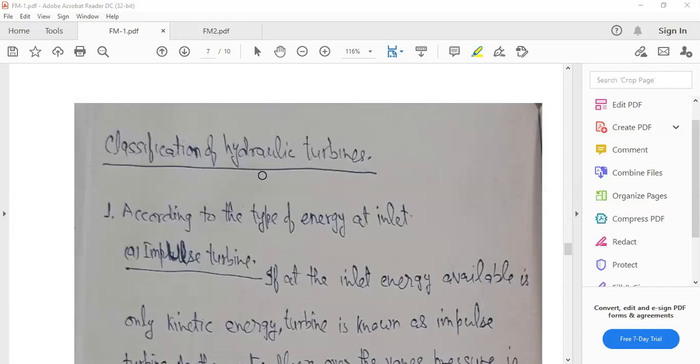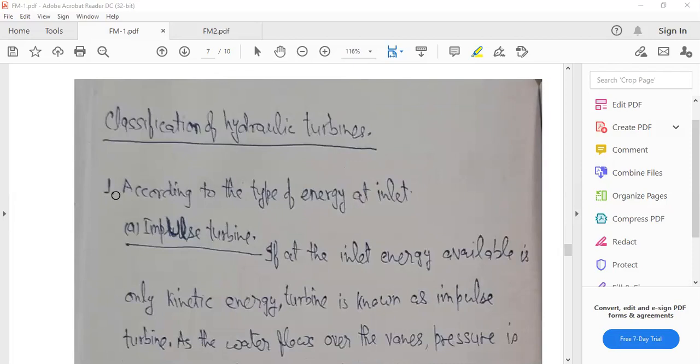Now we will see the classification of hydraulic turbines, how the turbines can be classified. There are so many bases on which we can classify the hydraulic turbine. First is according to the type of energy at inlet. According to the type of energy at inlet, we have two types of turbine: impulse turbine and reaction turbine.